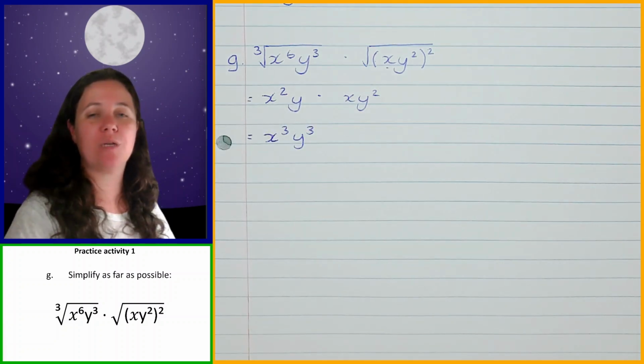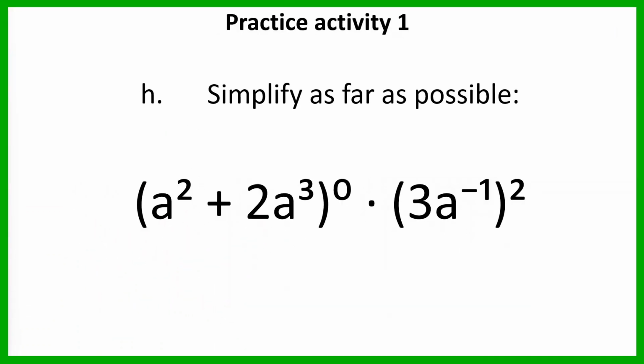Okay, now we're going to go on to question H. In question H, you've got in brackets a squared plus 2a cubed, all to the power of 0, multiplied by, in brackets, 3a to the power of negative 1 squared. Okay, so I'm going to give you 1 minute for this question as well.